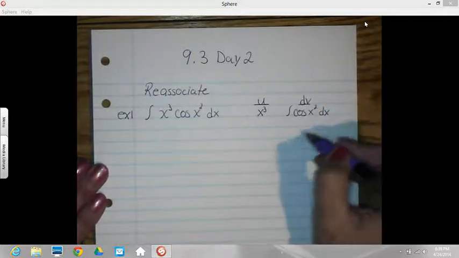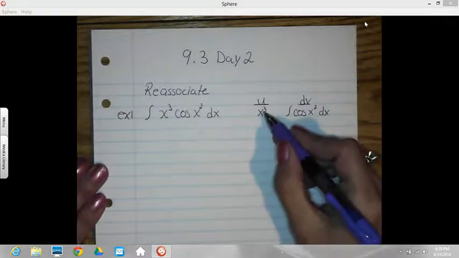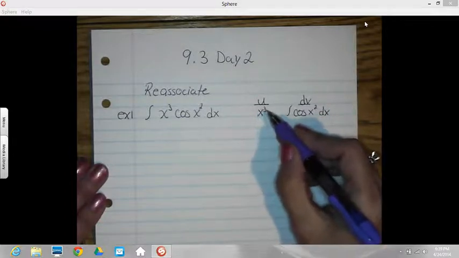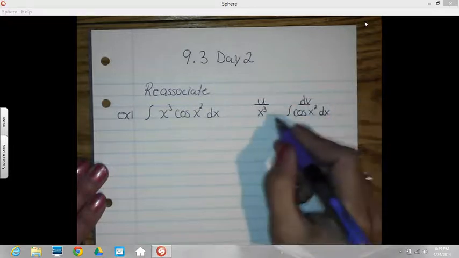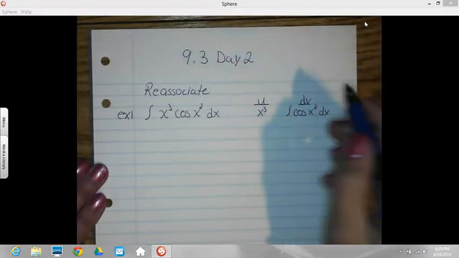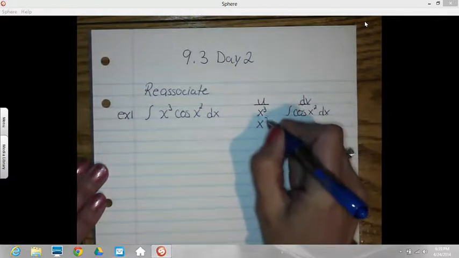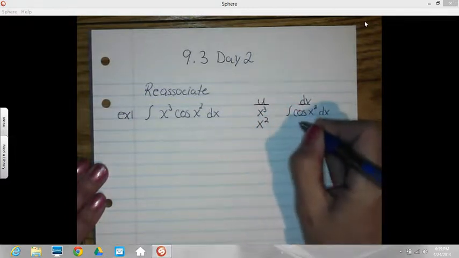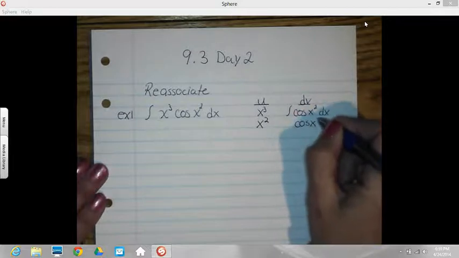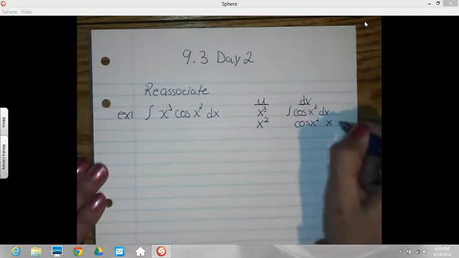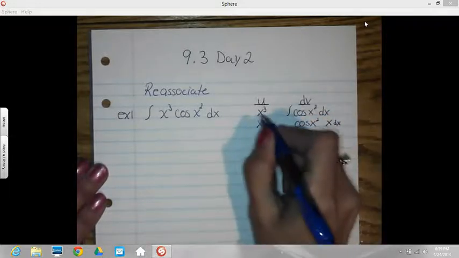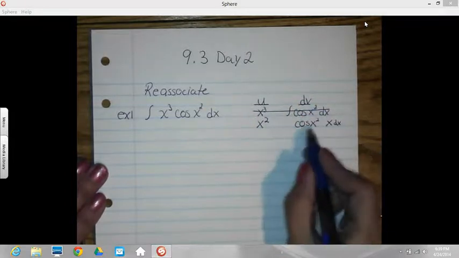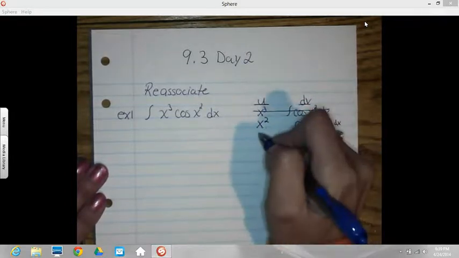I'm good to put a 2 there, but I'm not good to add an x here. But if I look over here, I have x cubed. That's an x times an x times an x. So what I'm going to do is steal one of these, this is the reassociate, and associate it over here. So I'm not going to let u start out being x cubed. I'm going to let u start out being x squared, and my dv is going to be cosine x squared with an x stolen that I'm going to stick next to the dx. Now this is something that I can integrate. So derivative here is 2x.